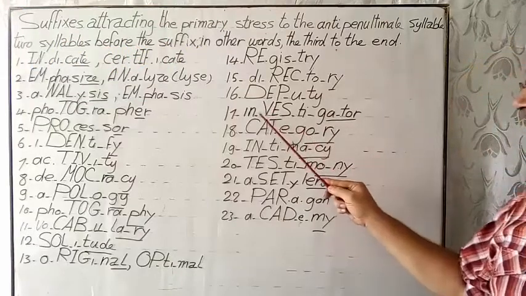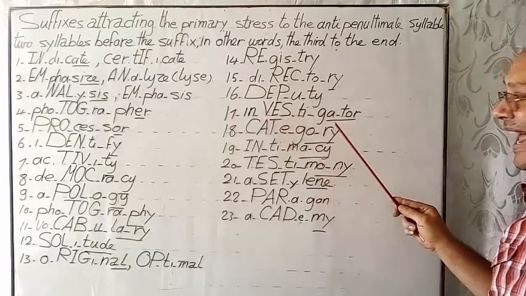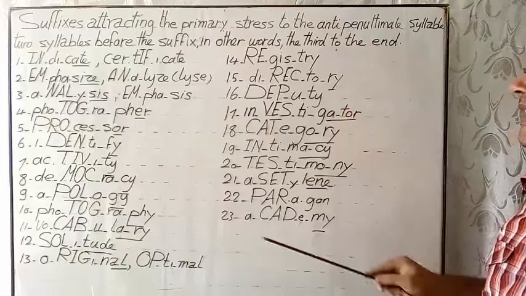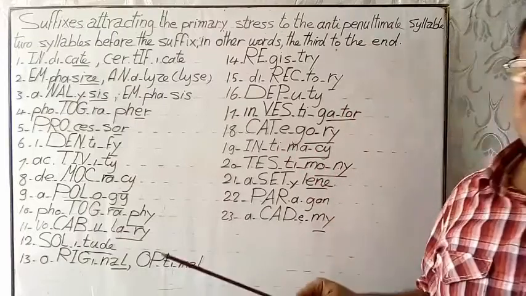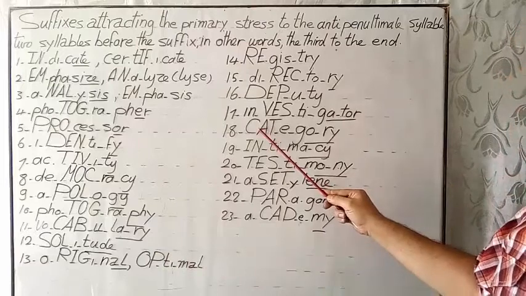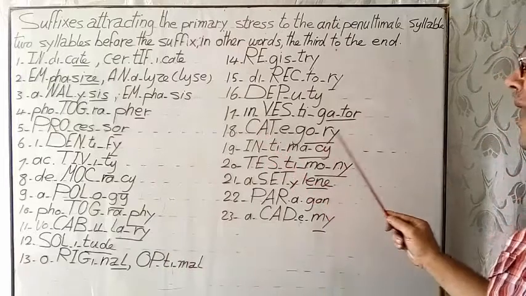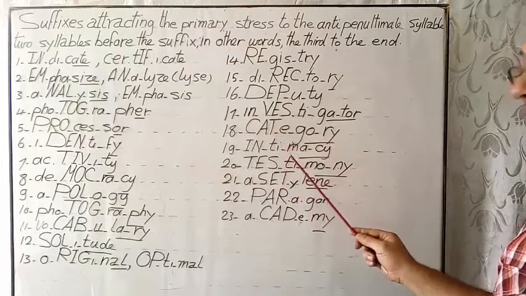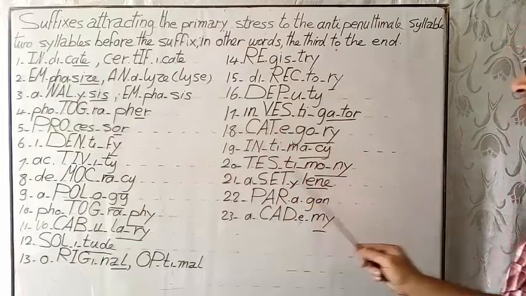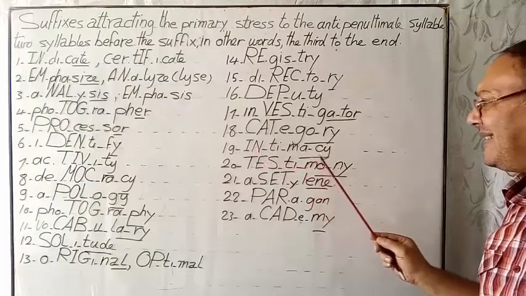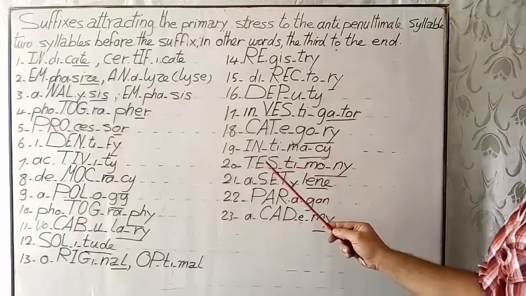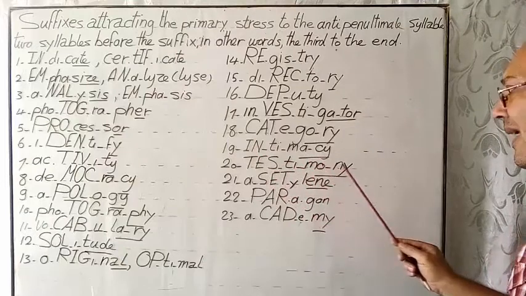Investigator. We have A-T-O-R, like accelerator. Category, O-R-Y. Not category, category. Intimacy, A-C-Y. Testimony, O-N-Y.